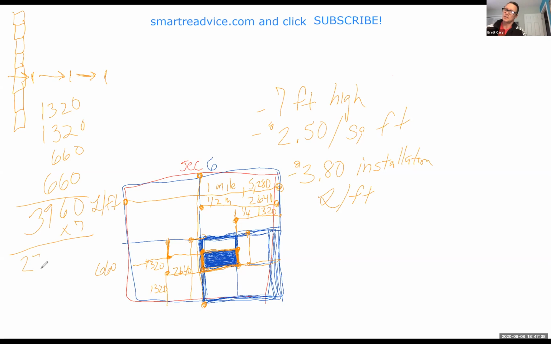27,720. What is that number? Square footage of the total fence. Yeah, that's the square feet of fence. Isn't that crazy? And then it's $2.50 per square foot, so you have to do 27,720 times $2.50, which gives you what? 69,300. Does everybody agree with that? So that's how much you're buying the fence for: $69,300.